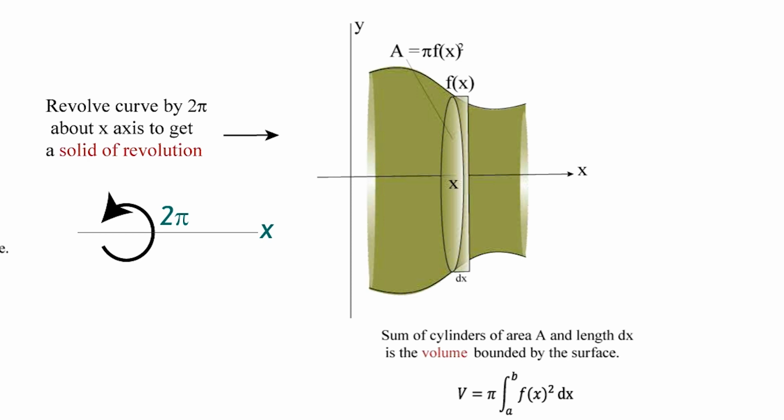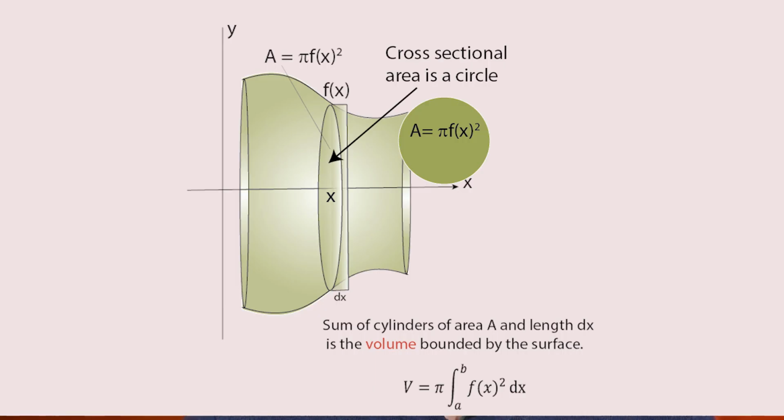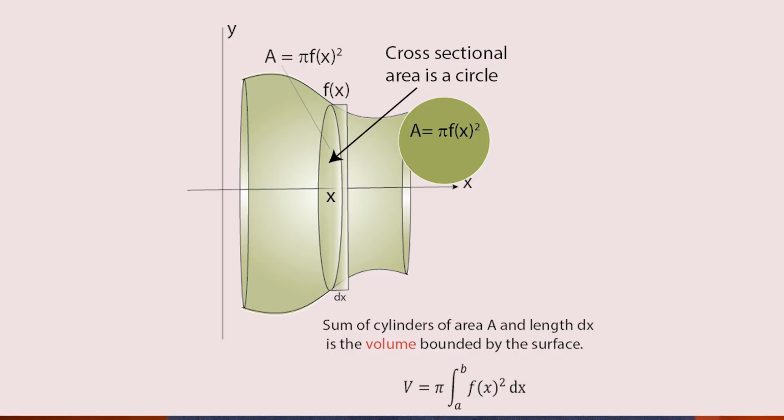Well, proceed like this. Imagine we take a cross-sectional area of that volume at any point x. That cross-sectional area will always be a circle, and it will always have an area pi f of x squared, similar to pi r squared. If we multiply that pi f of x squared, which is an area, by dx, we have a tiny thin cylinder on our hands. And it's by adding up all the tiny thin cylinders that we get our volume.